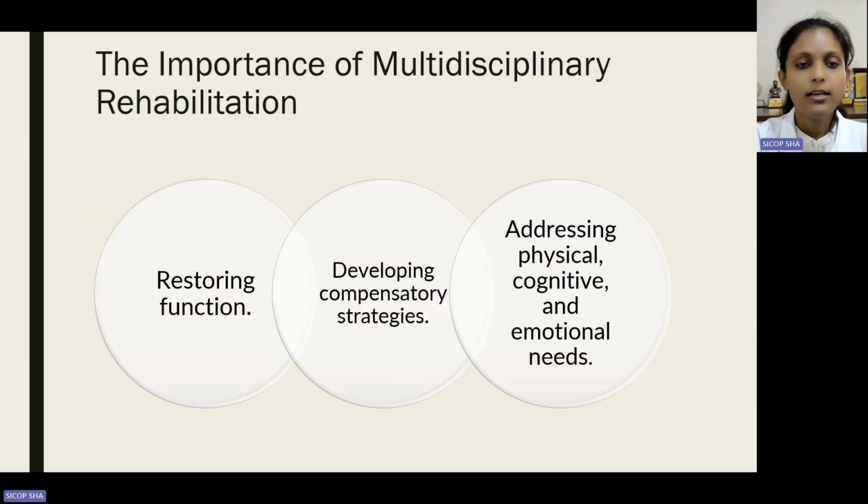Next is the importance of the multidisciplinary rehab. A multidisciplinary team is nothing but the whole rehab team. The first importance is to restore function. As the WHO also defines, we have to restore the physical as well as the mental and the functional capacities. So, restoring their function, that is, being able to do their activities on their own, and developing compensatory strategies if they are not able to do it. We should advise them on the compensatory strategies which need to be used. Then, addressing the physical, cognitive, as well as the emotional aspects. All the approaches, like physical, mental, cognitive, everything should be covered.